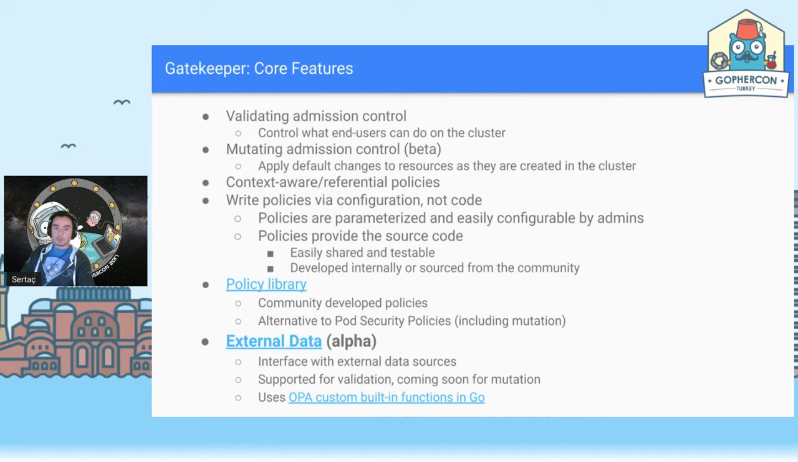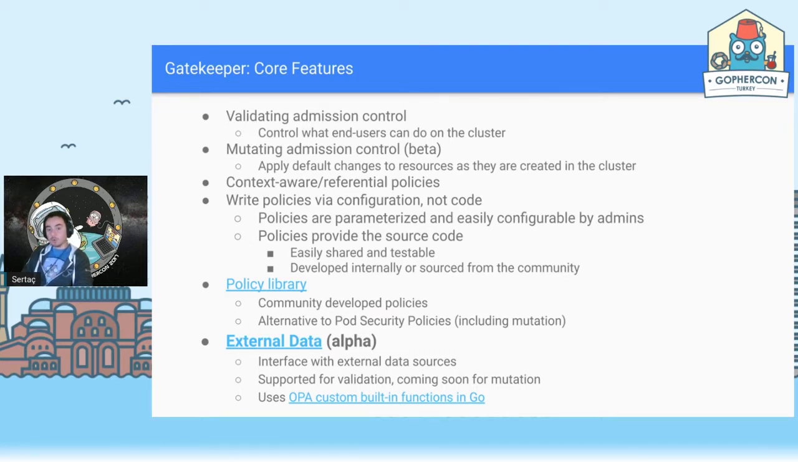Let's talk about Gatekeeper's core features. Gatekeeper comes with a validating admission control to validate Kubernetes resources, so this controls what end users can do on the cluster, and a mutating admission control, currently in beta, to alter resources as they are being created. For comparing resources, like uniqueness, you can use referential policies using the OPA cache. Policies are defined via a query language called Rego and can be parameterized and configured.